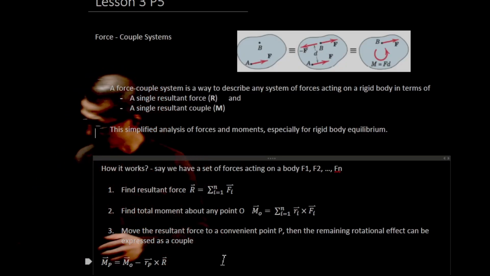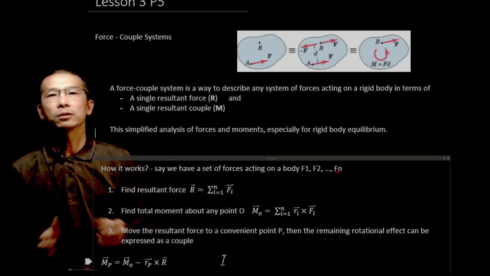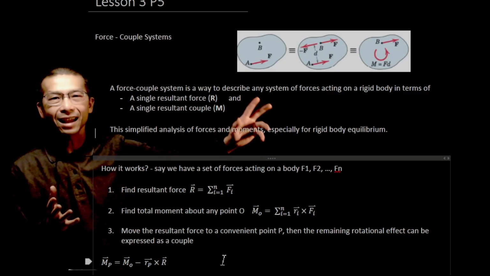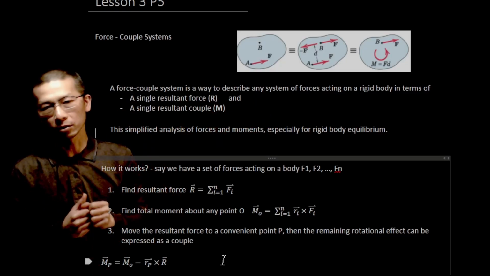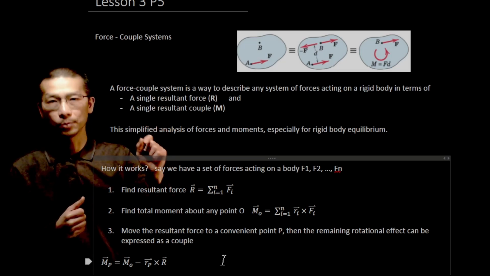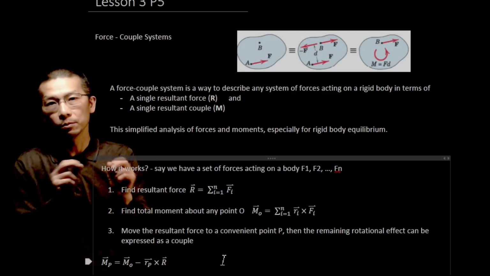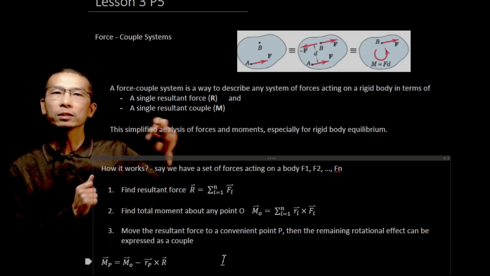Force couple systems. A force couple system is a way to describe any system of forces acting on a rigid body in terms of one single resultant force and one single couple or moment, right? The spatial moment, pure torque, pure moment. So one force, one moment.